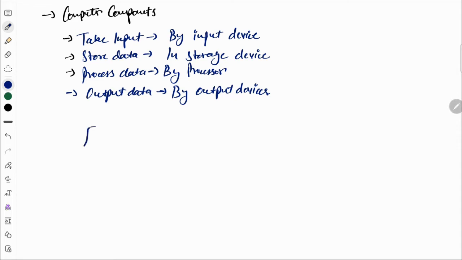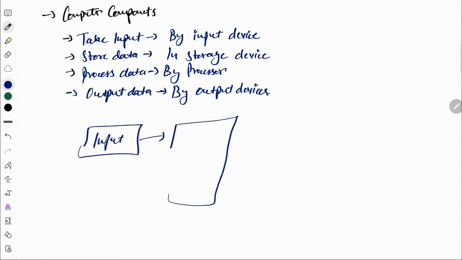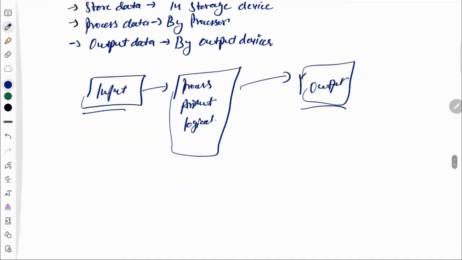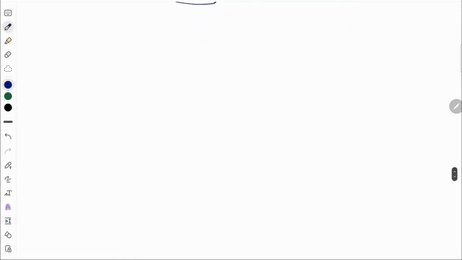Here is the flowchart. Output, input, output, and here goes process. Arithmetic, logical. So here are the units.